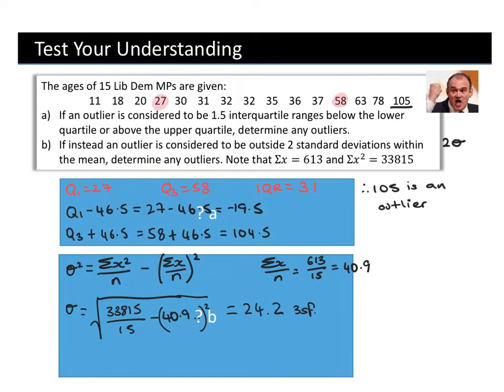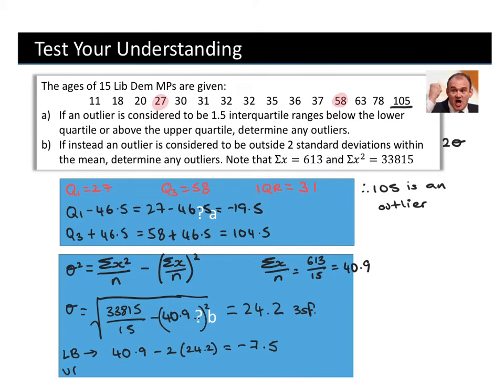Please make sure you write down what you're rounding. So, what are our boundaries? The mean is 40.9. Our lower boundary is calculated by doing the mean minus 2 lots of the standard deviation, which is 24.2. That means our lower bound is, in fact, negative 7.5. We do not have any outliers because we don't have any data values lower than negative 7.5.